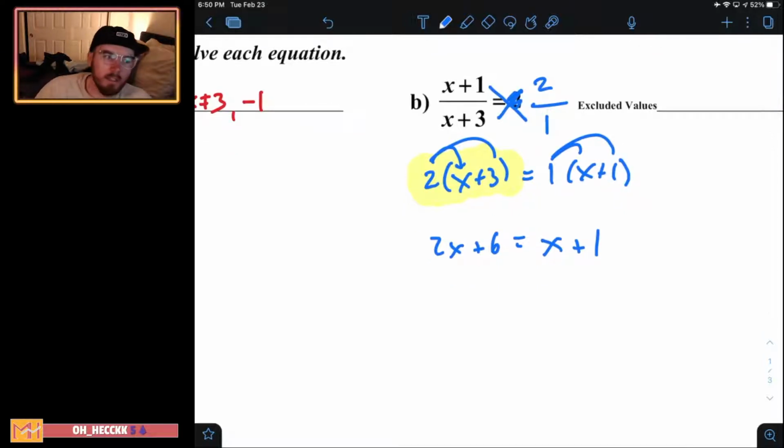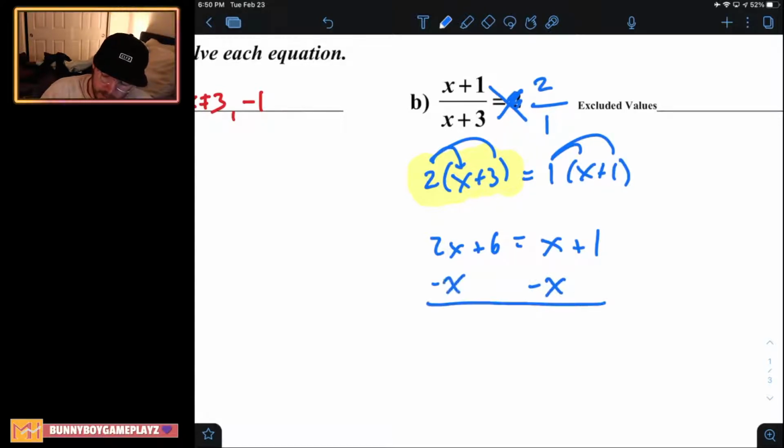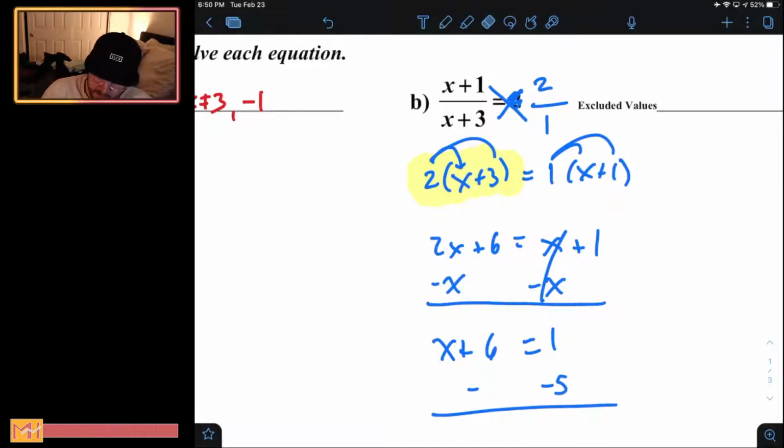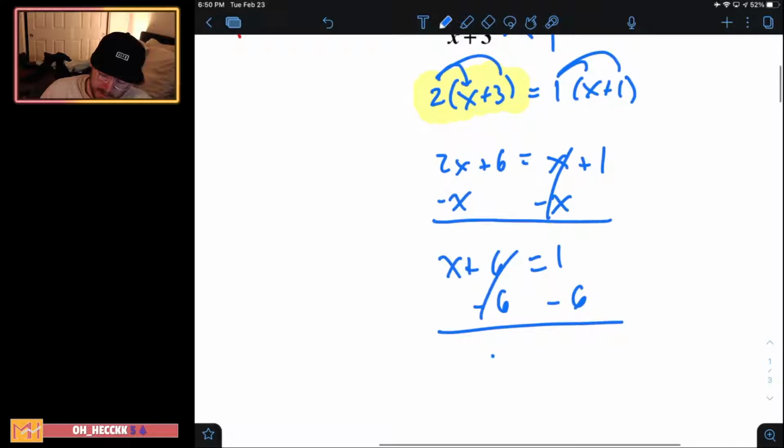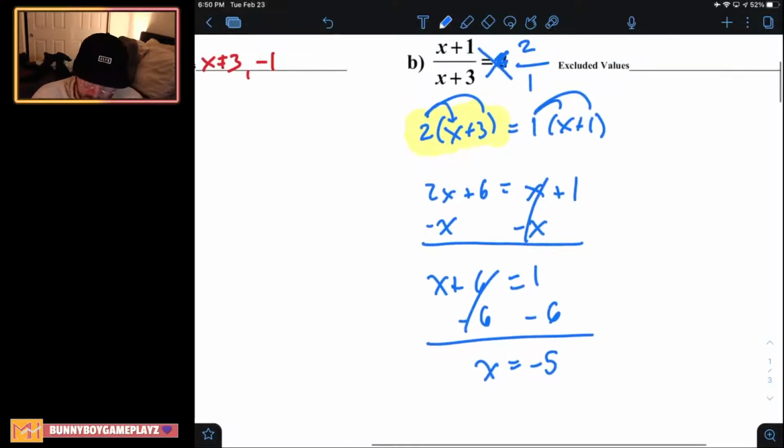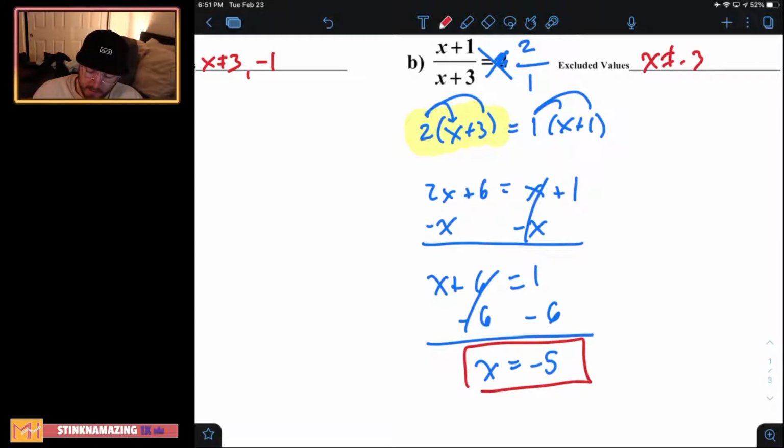From here, same thing as we did before, get our like terms together. I'm going to subtract this x, x plus 6 equals 1, and I'm going to subtract this 6. Silly me, I said 5, but that is a 6. 1 minus 6 is negative 5. What are our excluded values? x can't be negative 3. So it turns out this answer is A-OK.